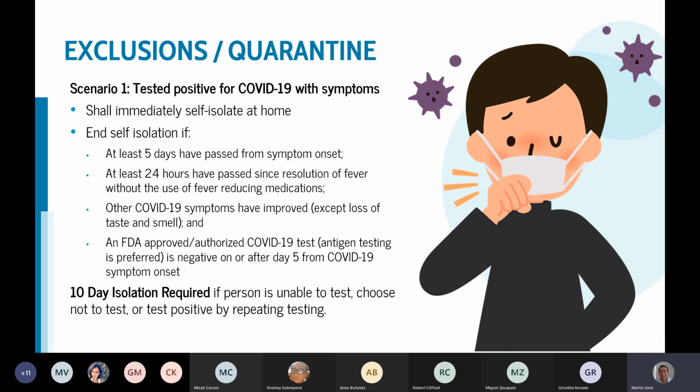And lastly, you also have to take an FDA-approved authorized COVID-19 test, antigen test preferred, and it has to be negative after day 5. So you want to take that on or after day 5. On your 5th day, if you no longer have symptoms and feel that you've recovered, you have to take a test on the 5th, 6th, 7th, 8th, 9th, or 10th day in order to come back. For those of you who are unable to schedule a test or choose not to take a test, you have to meet the 10-day isolation requirement. That's why it's anywhere between 5 and 10 days.